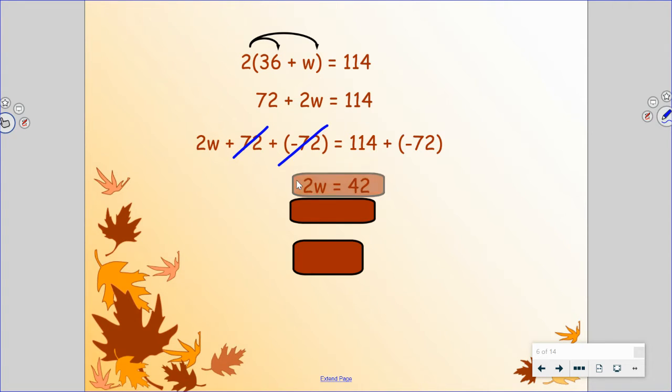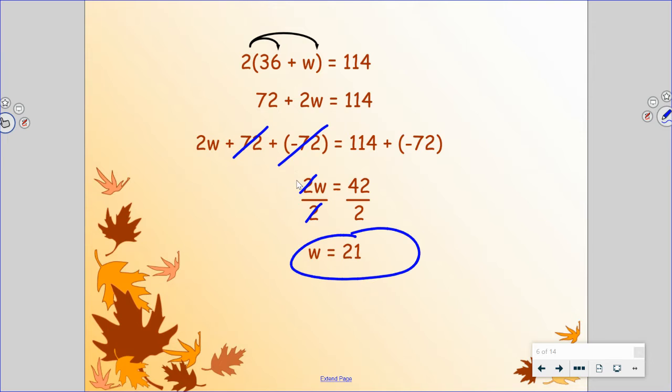That would leave us with 2 times the width is 42 feet. Of course, we're going to split that into the 2 widths to get a final width of 21 feet.